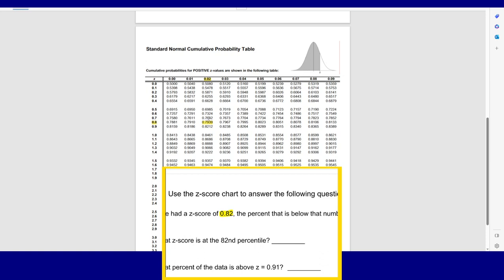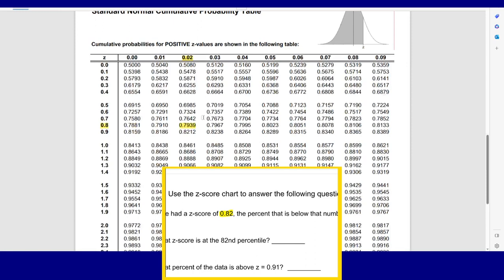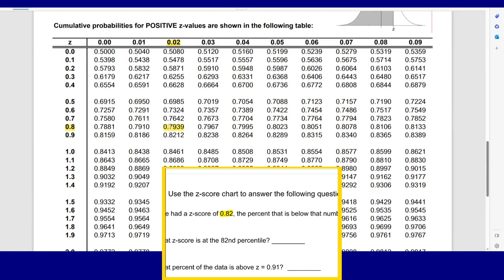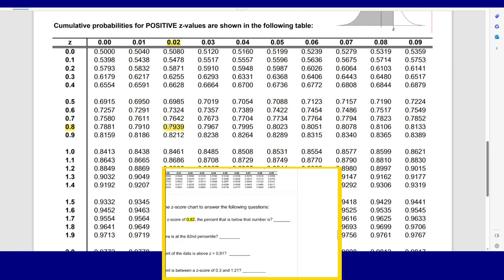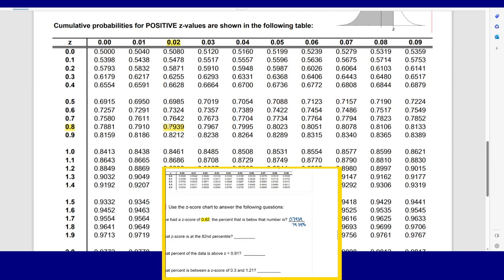0.82 brings us down here. Zoom in a bit. This is our percentile, so this is the percent of data that is below whatever value gave us that z-score. Now again, these are all in decimals. So 0.7939, or 79.39%, of data is below that value.